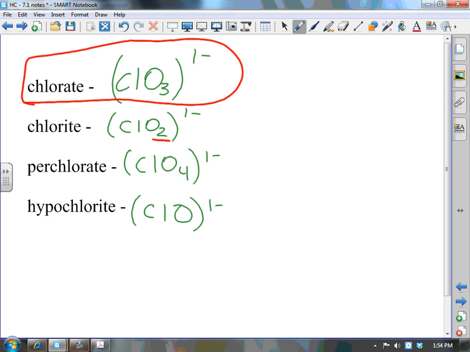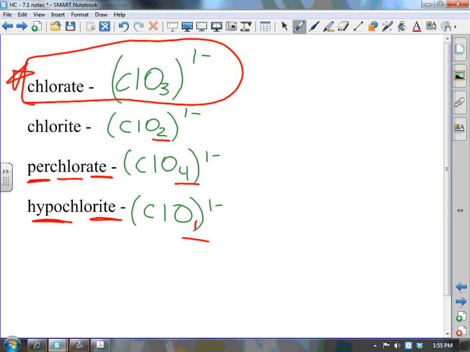Well, if chlorate is O3, then perchlorate is O4. And if perchlorate is O4 and chlorite is O2, because chlorate's O3, then hypochlorite is O1. Everything sits in this pattern. You know chlorate. Once you learn that one, the others are easy.